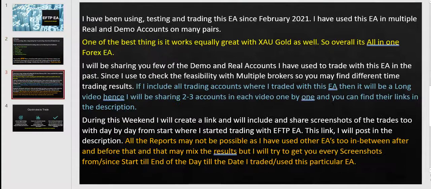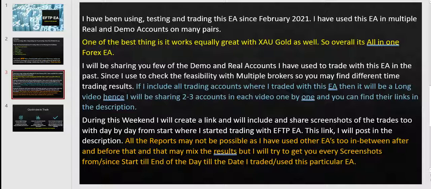Okay. So I have been using this EA from January, and you can say from February 2021 since the start. And I have used this EA in multiple real and demo accounts on many pairs. Okay, I generally don't run an EA on just one account, because there are a lot of things that you need to test. You need to test it on different time frames, on different pairs, on different metals or currency pairs. There are more than 50 or 70, 100 currency pairs, right?